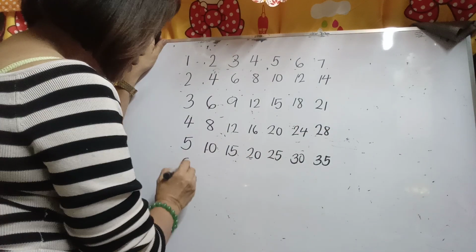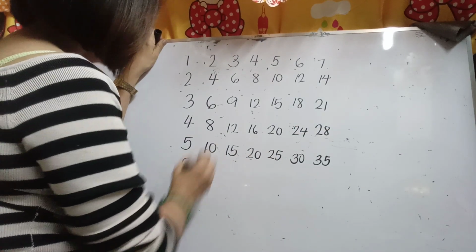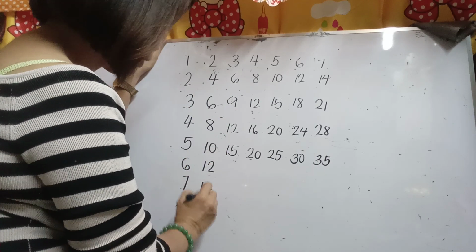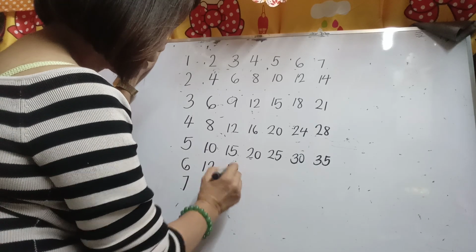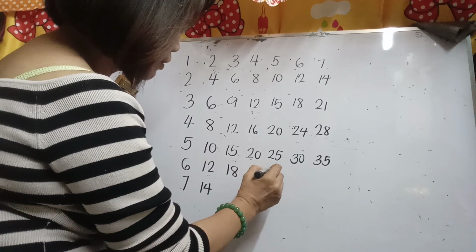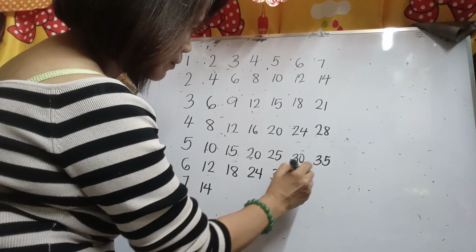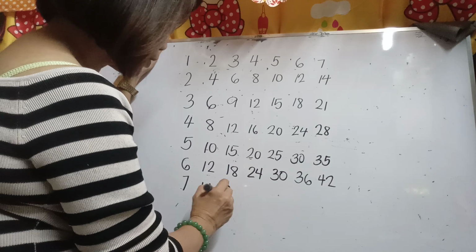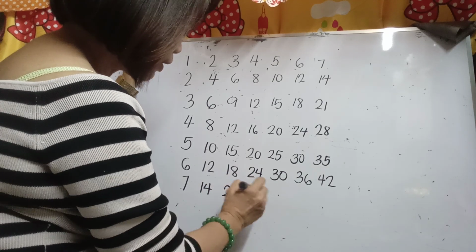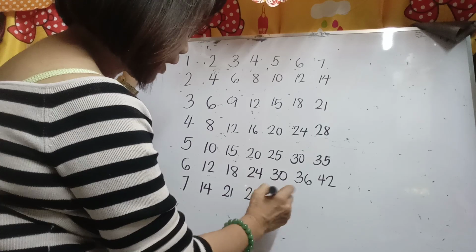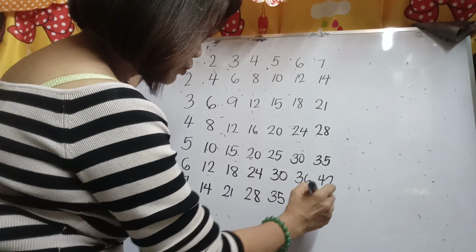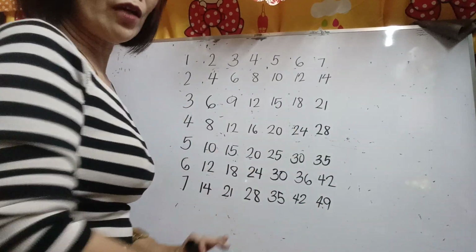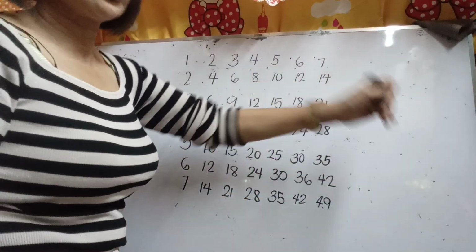So, we have here 6, and then here 7. So, this is 10, 12, and then here is 14. 6, 12, 18, 24, 30, 36, then here 42. 7, 14, 21, 28. Here we have 35, and then here we have 42, and then here we have 49. Okay. So, sa 7 ko muna ginawa ha, kasi we need to use this space.